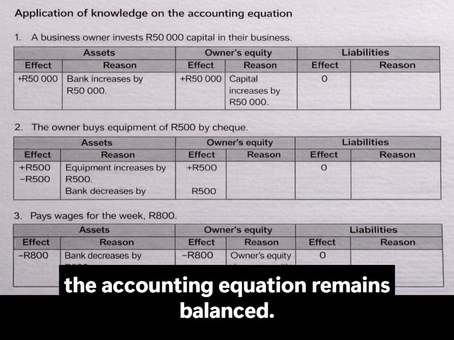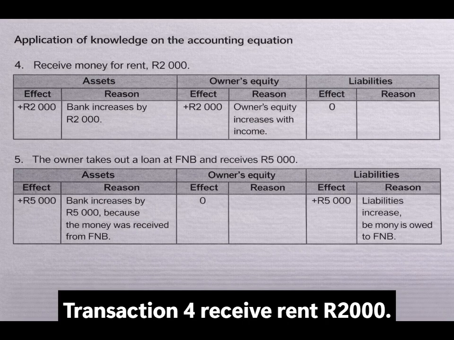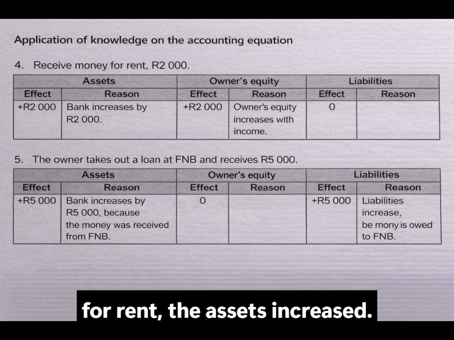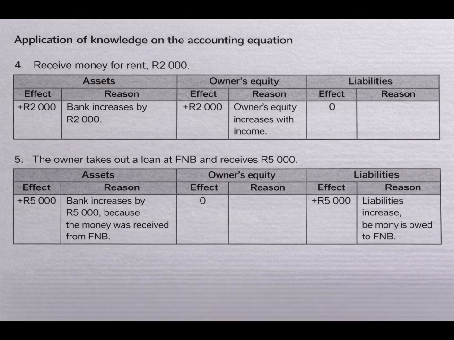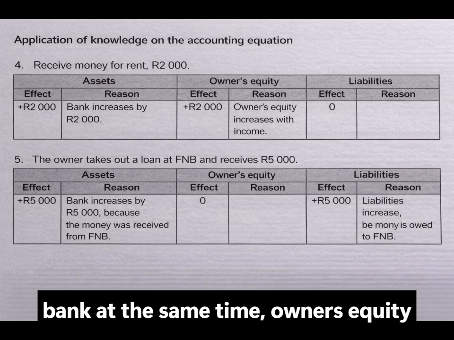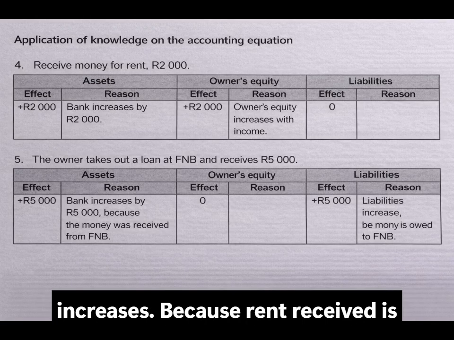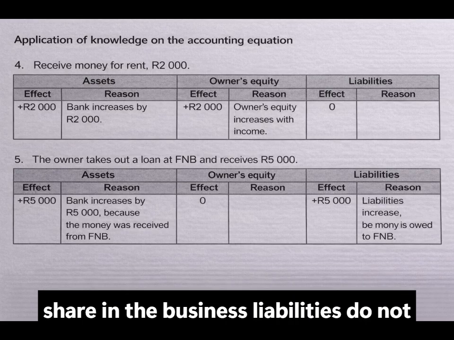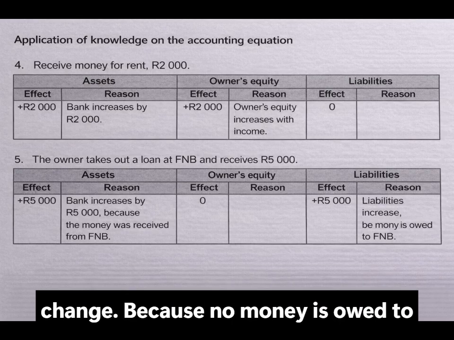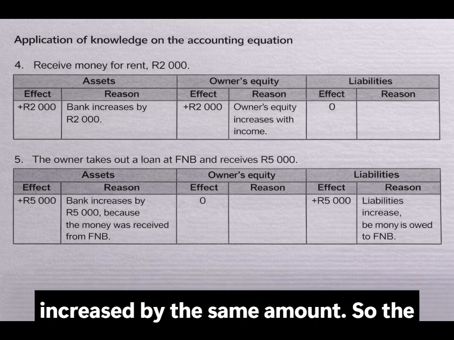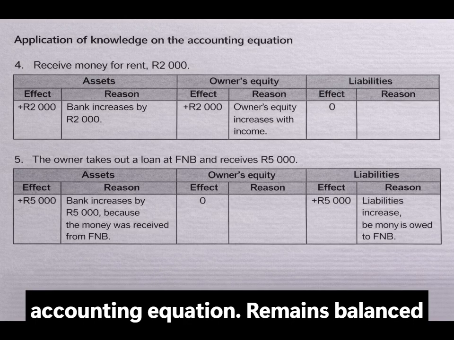Transaction 4. Receive rent, R2000. When the business receives R2000 for rent, the assets increase because the money is deposited into the bank. At the same time, owner's equity increases because rent received is income, and income increases the owner's share in the business. Liabilities do not change because no money is owed to anyone. Both assets and owner's equity increase by the same amount, so the accounting equation remains balanced.